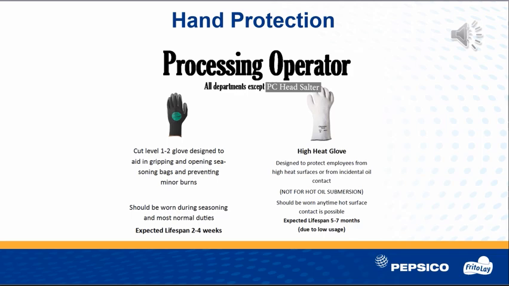Also, a high heat glove designed to protect employees from high heat surfaces or from incidental oil contact, not for hot oil submersion. Should be worn anytime hot surface contact is possible. Expected lifespan is 5 to 7 months due to low usage.